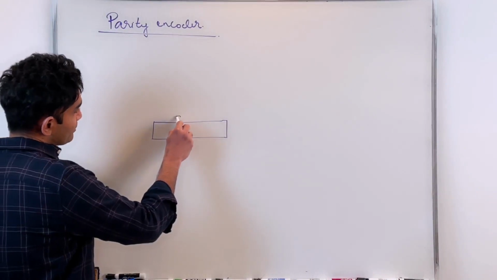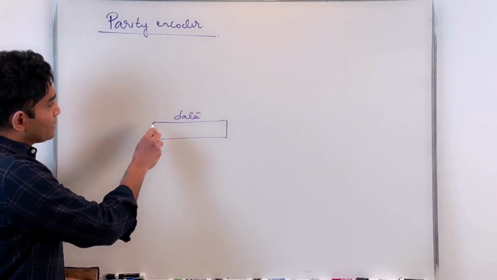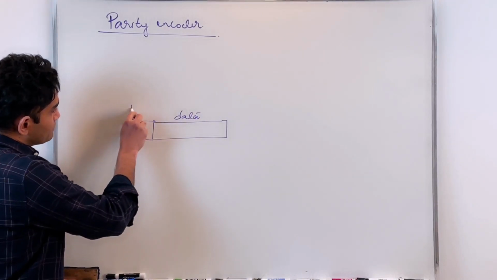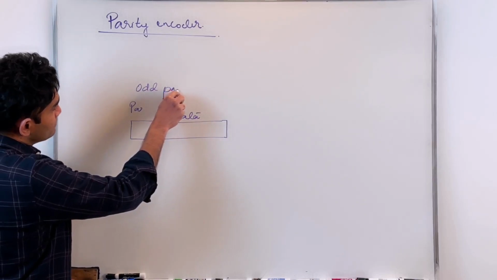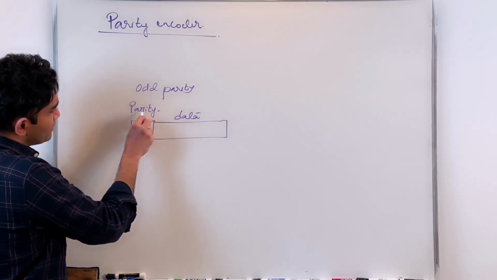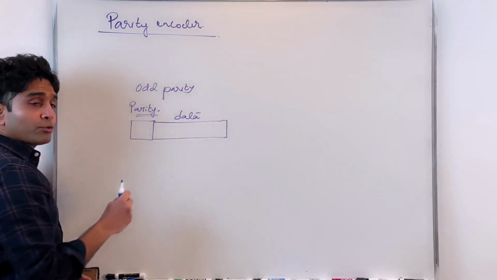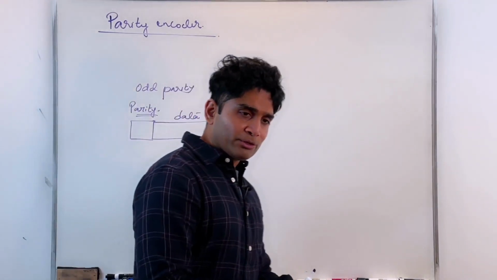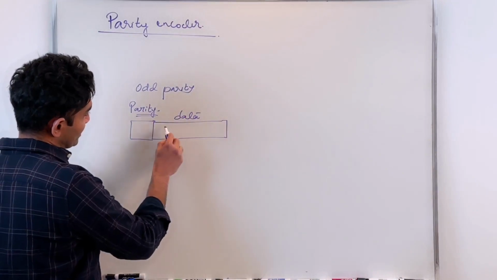Basically, for each data, before you send it, you add what is called a parity bit. If you're working with odd parity, for example, and this is what we discussed in the last class, you have a parity bit that is added to your data before you actually send it through the communication channel.